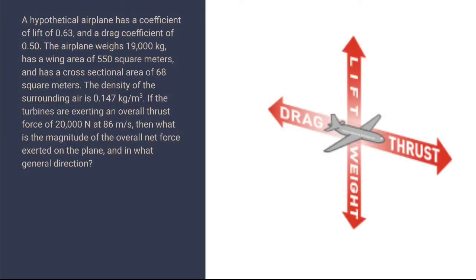In this example problem, a hypothetical airplane has a coefficient of lift of 0.63 and a drag coefficient of 0.50. The airplane weighs 19,000 kilograms with a wing area of 550 square meters and a cross-sectional area of 68 square meters. The density of the surrounding air is 0.147 kilograms per meter cubed, and if the turbines are exerting an overall thrust force of 20,000 newtons at 86 meters per second, what is the magnitude of the overall net force exerted on the airplane, and in what direction?